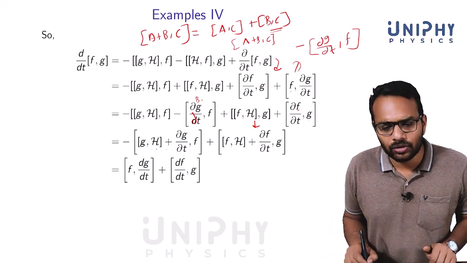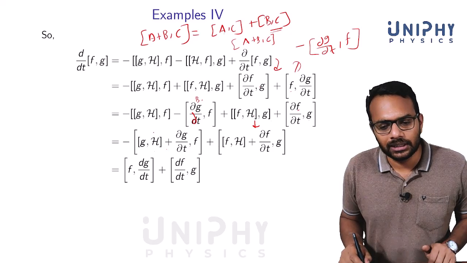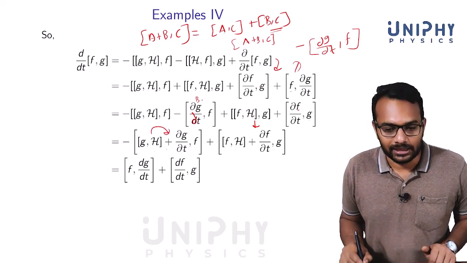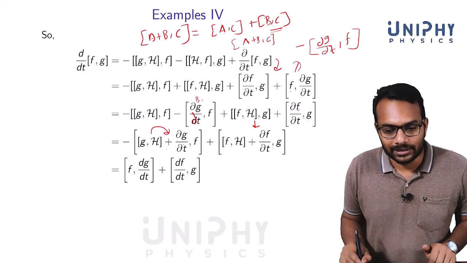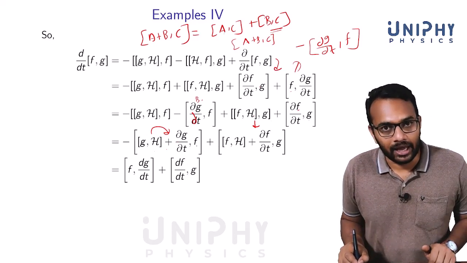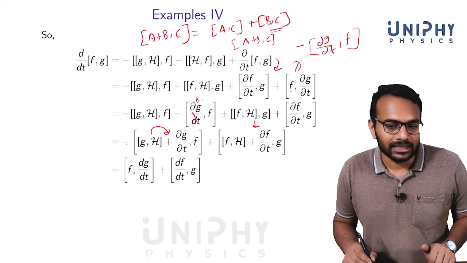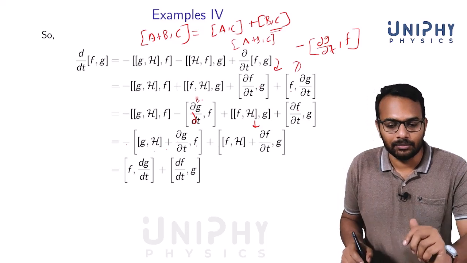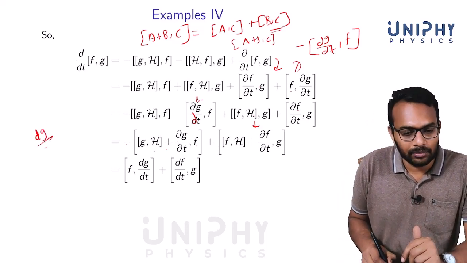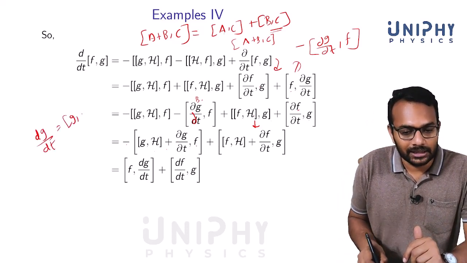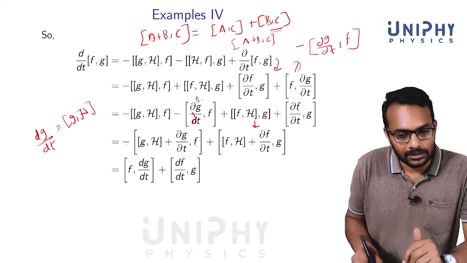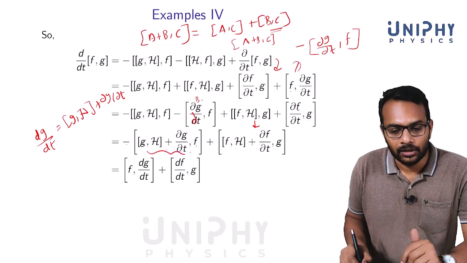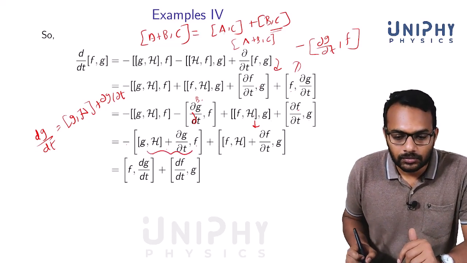Now what is g comma h plus dou g by dou t? This is simply dg by dt. Am I right? And there's a minus sign here. So this is actually dg by dt comma f, with the minus sign, so you can change them. So it's f comma dg by dt. I hope this is clear, because we know that dg by dt is simply g comma h plus dou g by dou t. That's exactly what we have here.